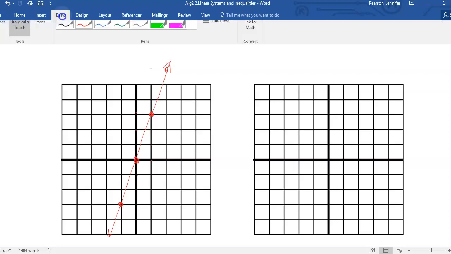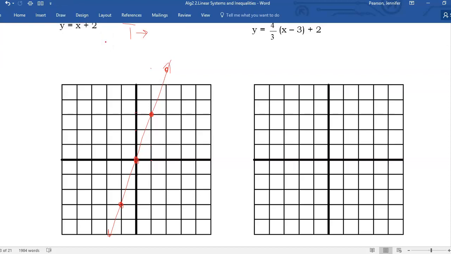Okay? The next one I can barely see at the top of the screen, but I need my slope and I need my intercept. So the intercept I think is a little more obvious to me. We have the number with no x, that's a 2. So I know I'm going to start at 2.